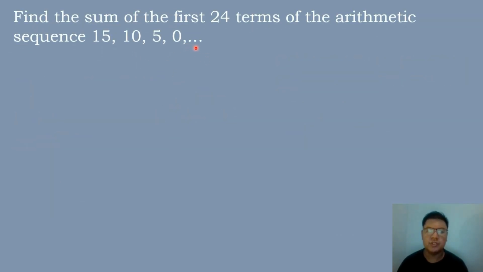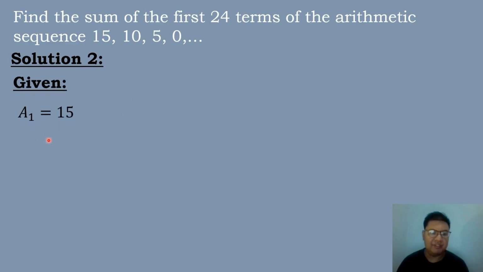Find the sum of the first 24 terms of the arithmetic sequence 15, 10, 5, and 0. So the first step is to identify the given. A sub 1 is equal to 15. D is equal to negative 5 by subtracting the second term minus the first term, third term minus the second term, and then fourth term minus the third term. So 10 minus 15, 5 minus 10, 0 minus 5 is equal to negative 5. That is the value of the common difference. And then n is equal to 24, the number of terms.